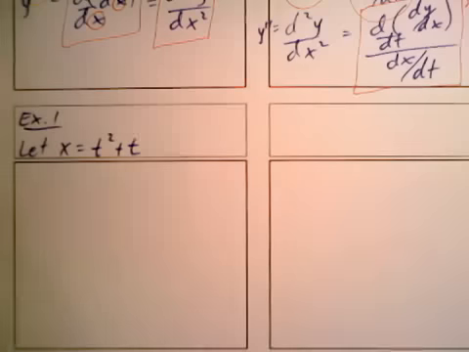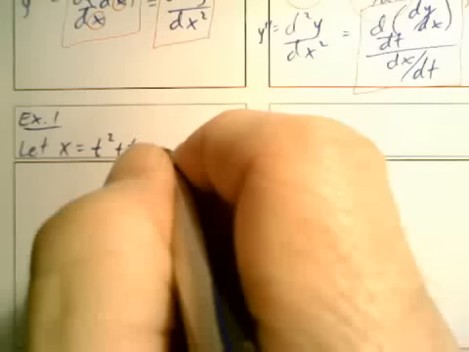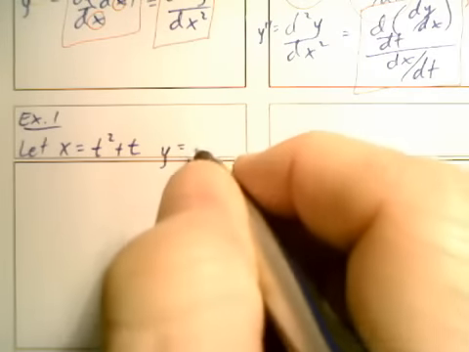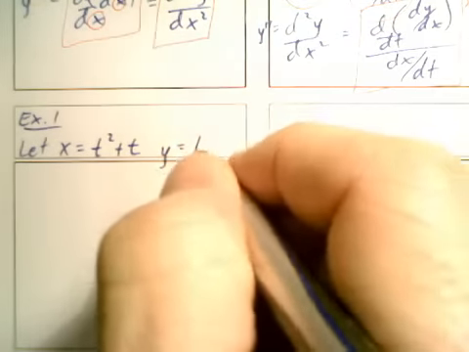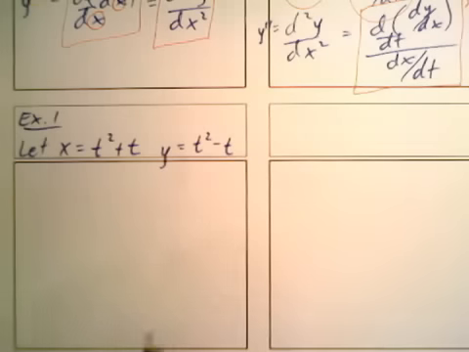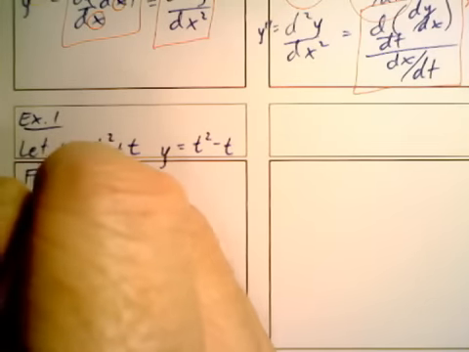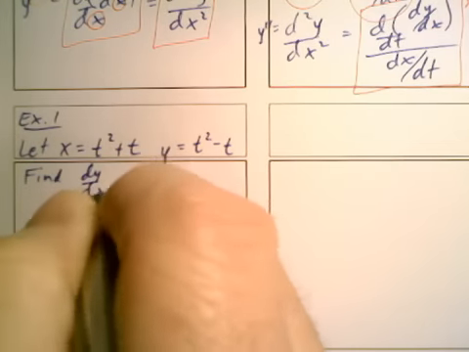A lot of t's and plus signs in here, so I put a little curve to my t's there. Y equals t squared minus t. Okay, so the first box we're going to find dy dx.